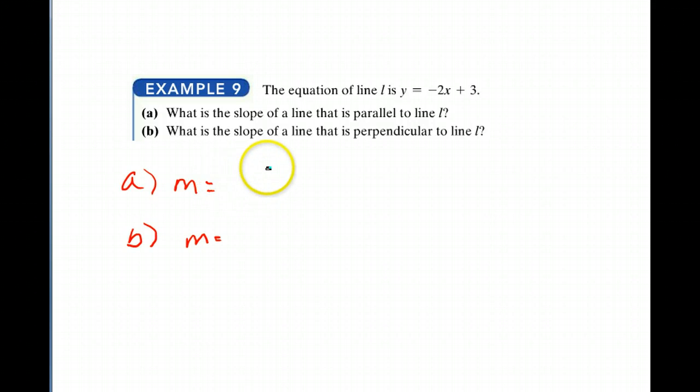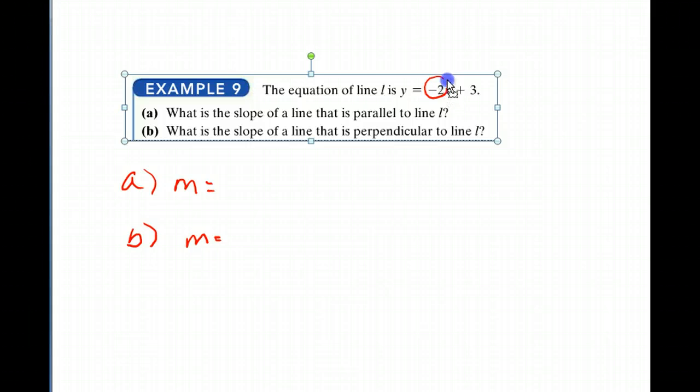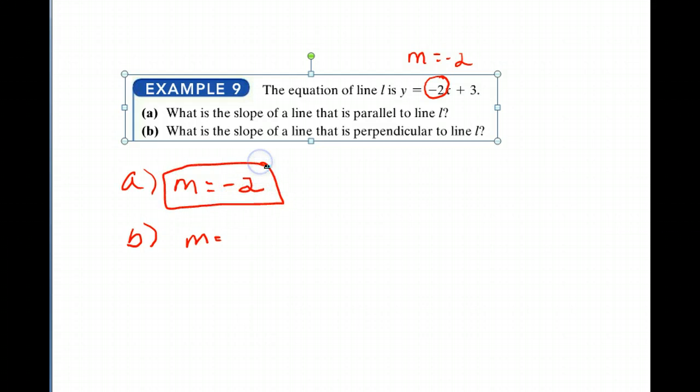Okay, at this point you should be ready to go over the answers for A and B. Letter A asked us to find the slope of a line that's parallel. So for line L, the equation was y equals negative 2x plus 3. This is in slope-intercept form, which means that the slope of the original equation was negative 2. Since parallel lines have the same slope, that means that a parallel line's slope would be negative 2.